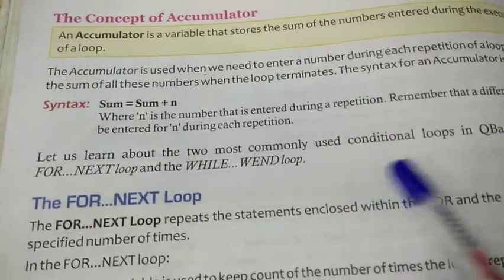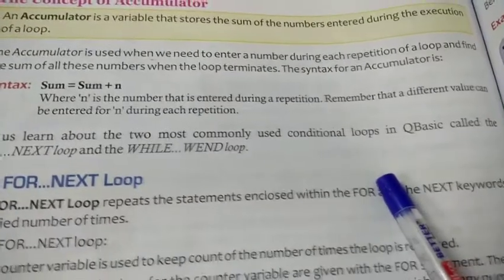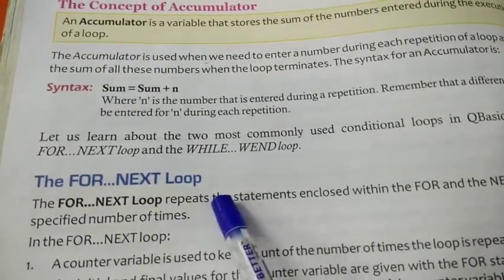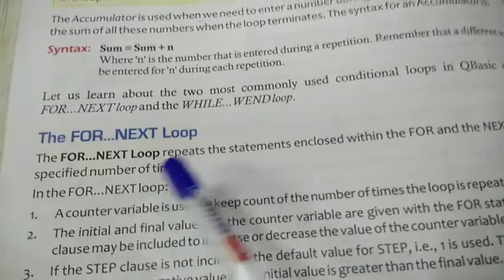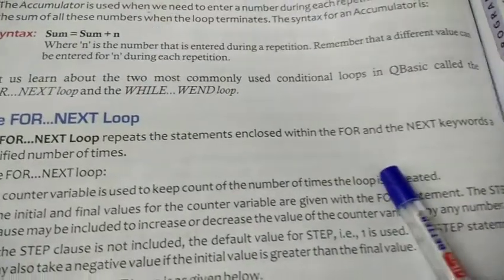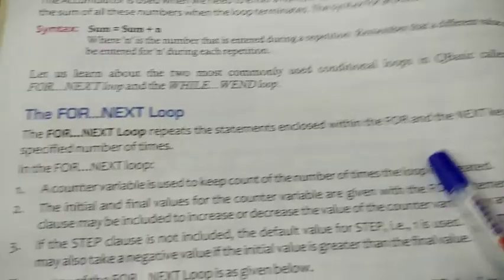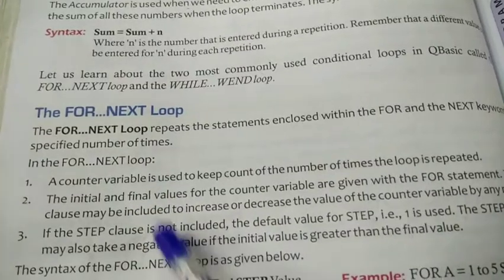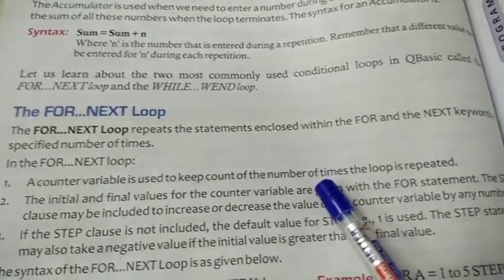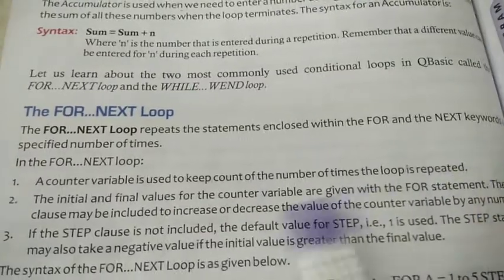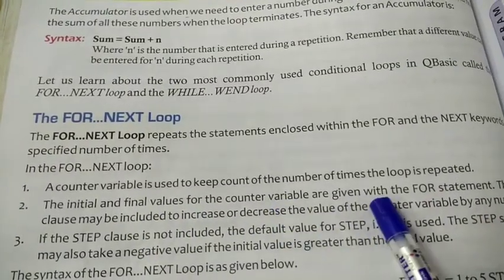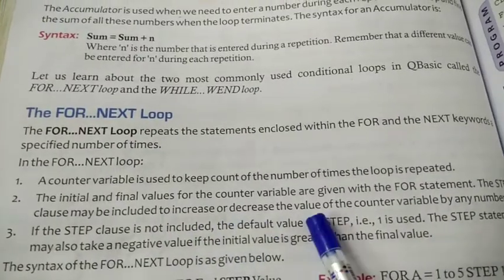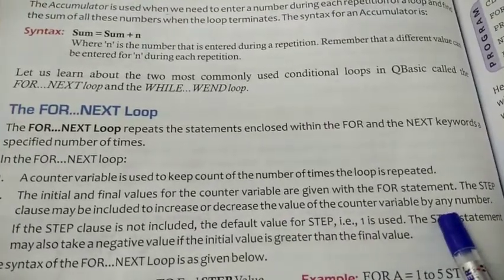So let us learn about the two most commonly used conditional loops in QBasic, called the FOR NEXT loop and the WHILE WEND loop. Now students, the FOR NEXT loop repeats the statements enclosed within the FOR and the NEXT keywords a specified number of times. In the FOR NEXT loop, first, the FOR statement is followed by a counter variable used to keep count of the number of times the loop is repeated. Second, the initial and final values for the counter variable are given with the FOR statement. The STEP clause may be included to increase or decrease the value of the counter variable by any number.